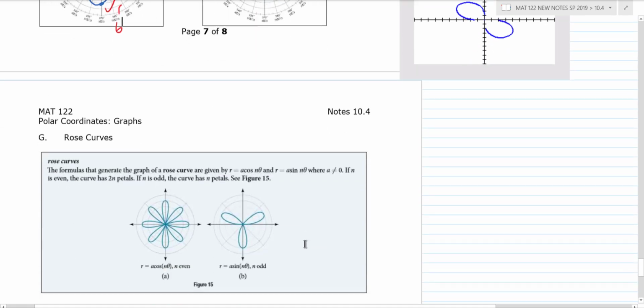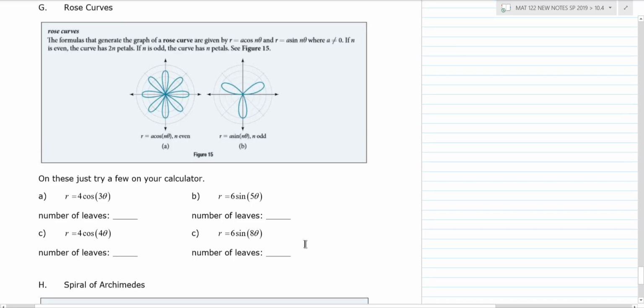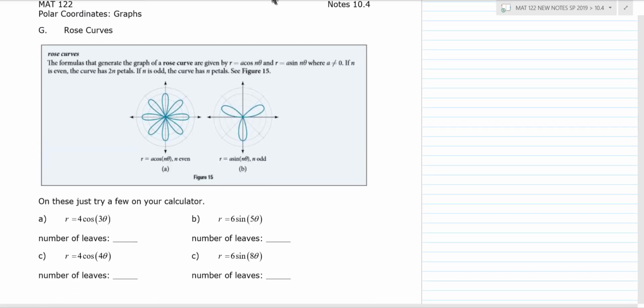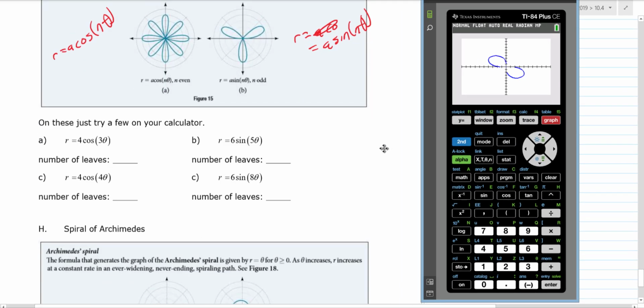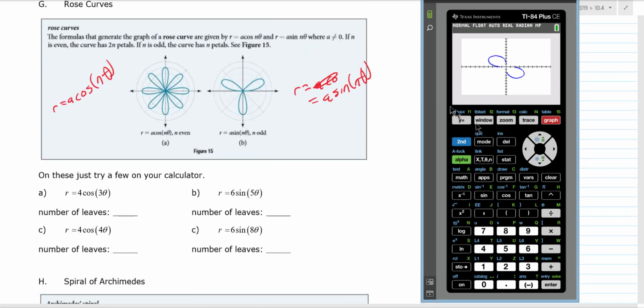Okay. Right, on the last page, we're just going to put these in the calculator. Two other things I want to show you. There's the rose curve. If you have r equals a cosine n theta, or r equals a sine of n theta, it goes like this, and I'll show you how the leaves go. We're just not going to graph these. We're just going to put these in the calculator. I'm not going to have you do any problems. We'll just do these together.